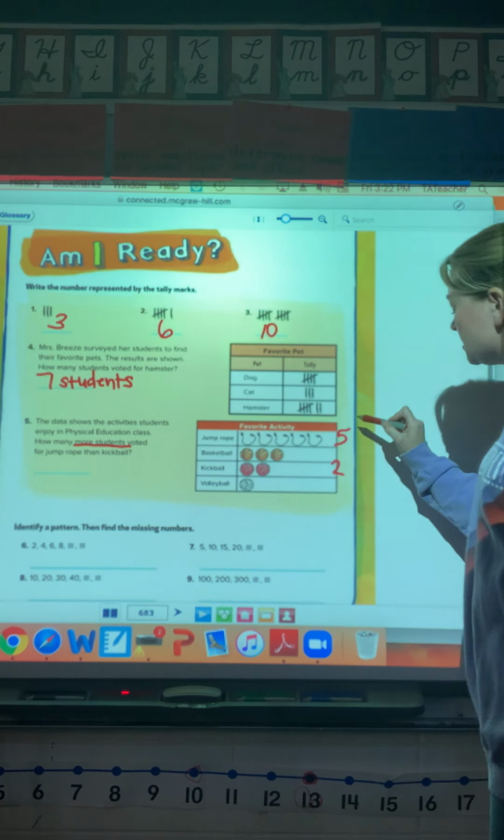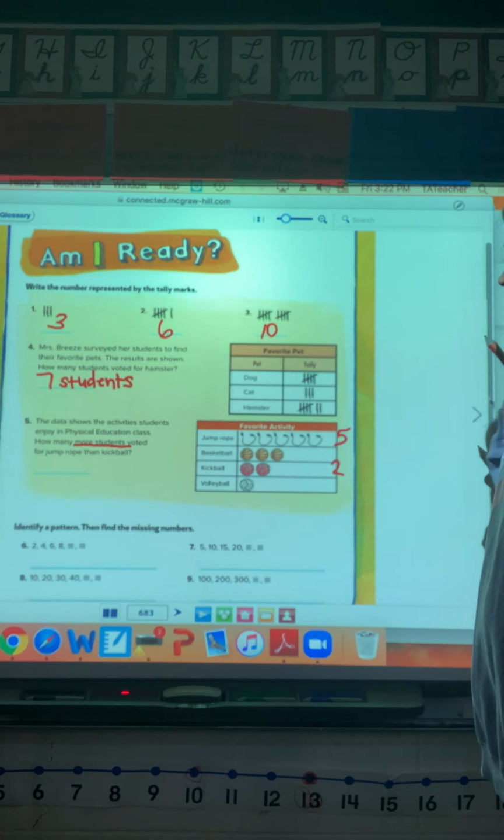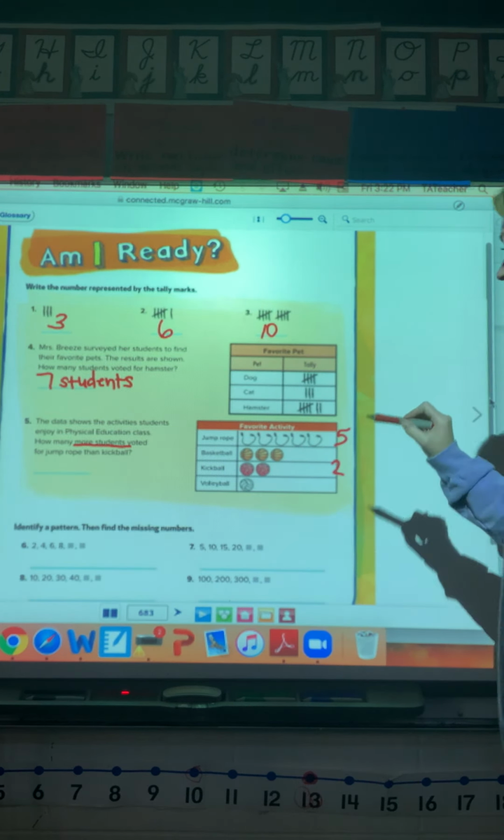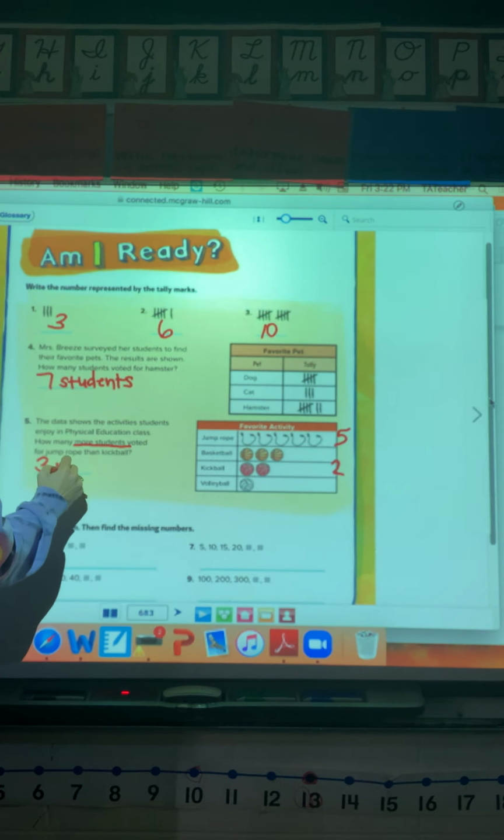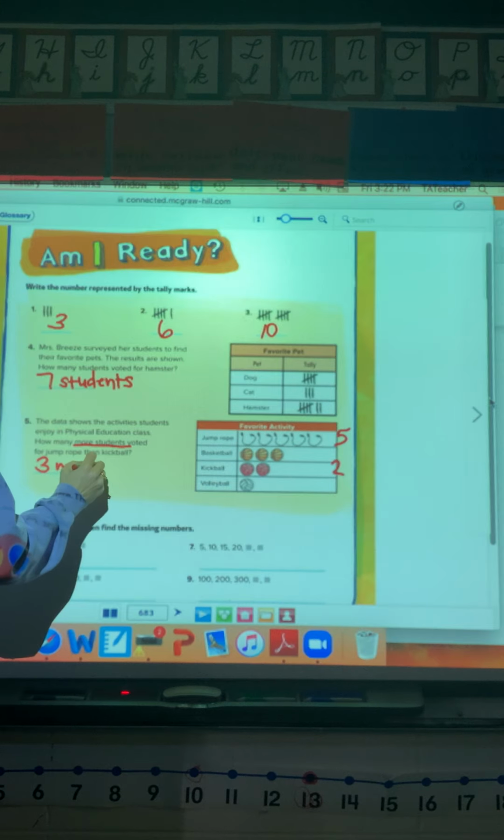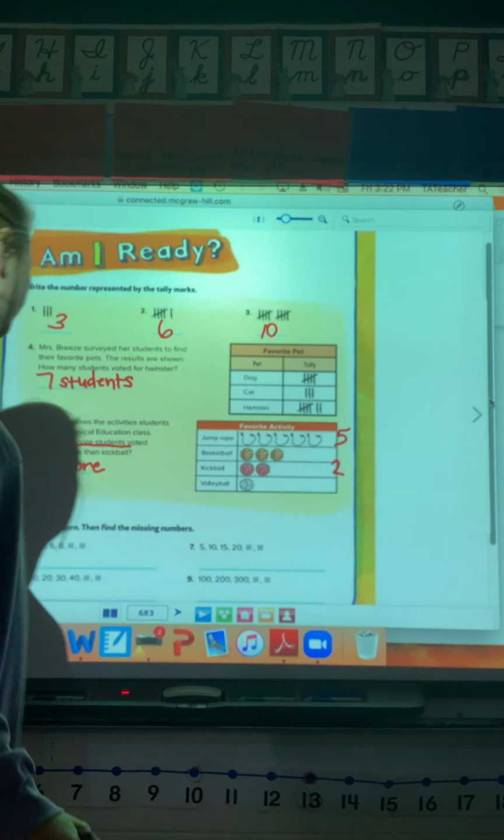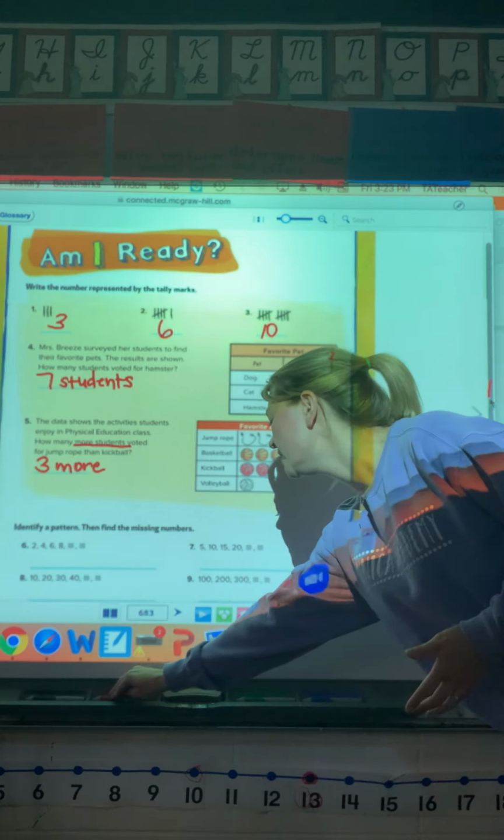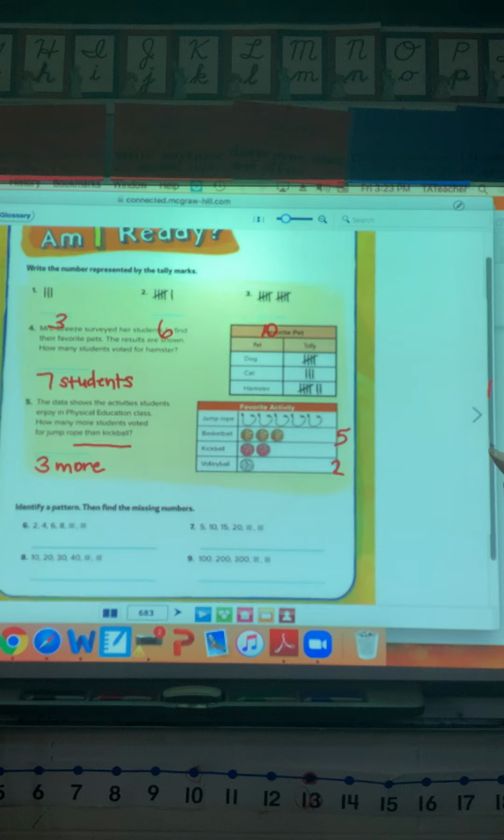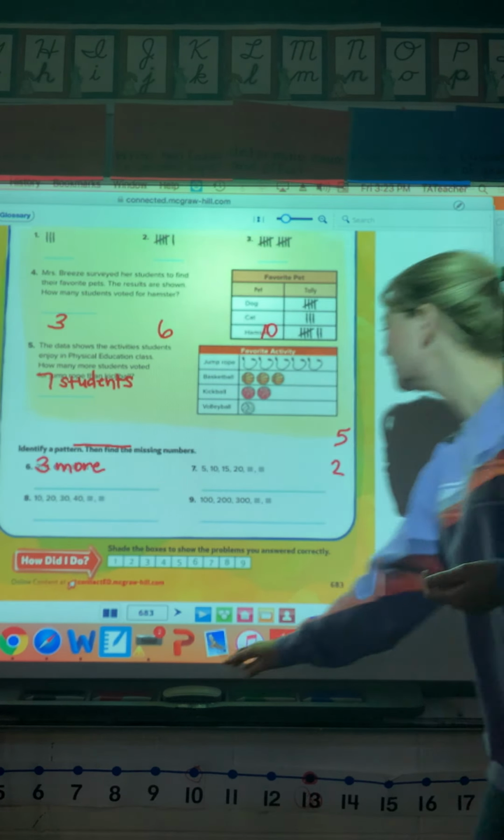They want to know how many more voted for jump rope than kickball. Well, we're going to subtract. We're trying to find the difference. So 5 minus 2, 3 more. How many more students? 3 more students. All right, let's look at the bottom. We're going to try to identify a pattern. We've done this earlier in the year.